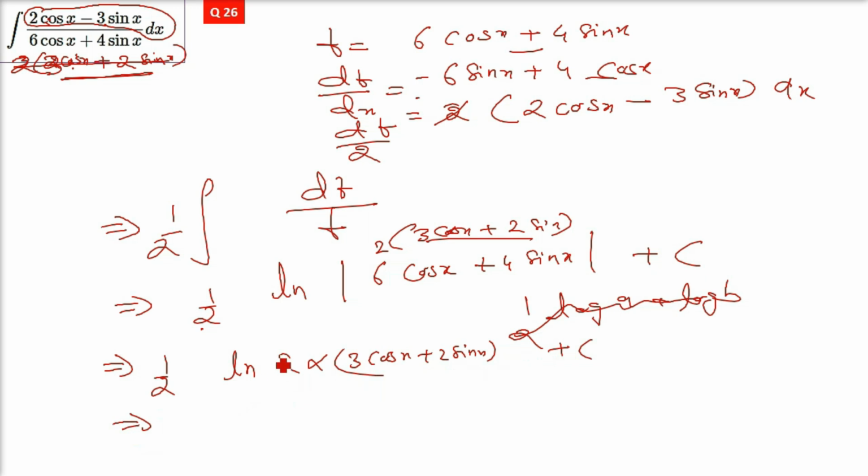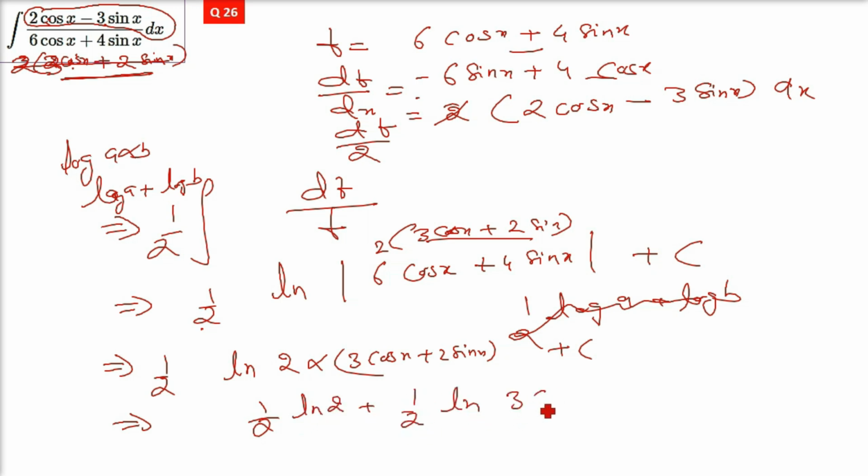Now just separate them out. Log, as I just indicated to you, log a into b was log a plus log b. Again I am telling you because this is very important. These are the results which will come all through, so these need to be on your tips. So just multiply this half and separate them out. Half ln 2 plus half ln of 3 cos x plus 2 sin x in the modulus. And what about half ln 2? It's a constant. You can just add it with the final constant. Ln 2 by 2 is a constant, so you can just add it with the constant. So the final result is half ln of 3 cos x plus 2 sin x plus constant of integration.